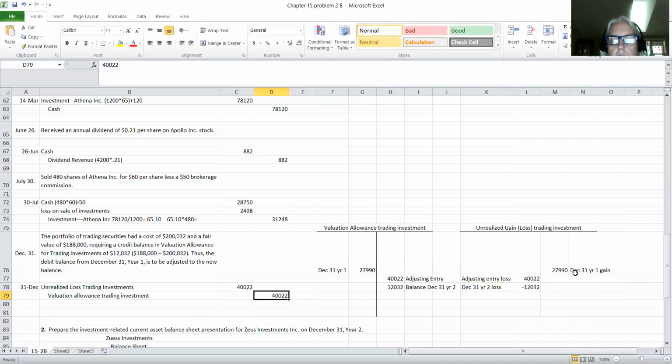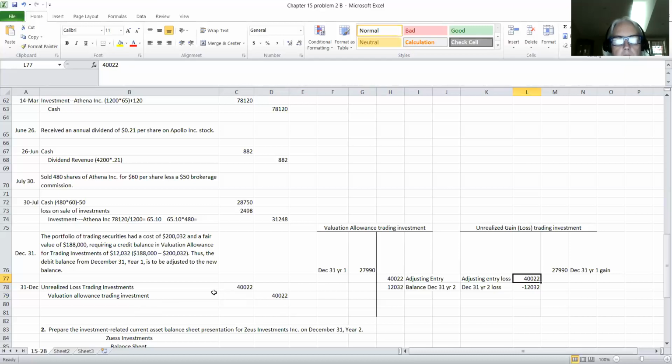You could have also looked at it like this. We had an unrealized gain last year at the balance sheet date of $27,990. This year, we have gone to a loss. So in order to adjust the account to reflect a loss, we would have to add the two of these together to get the adjusting entry amount here. The loss would be a debit. Notice they used unrealized loss as the debit, and the valuation allowance is credited.